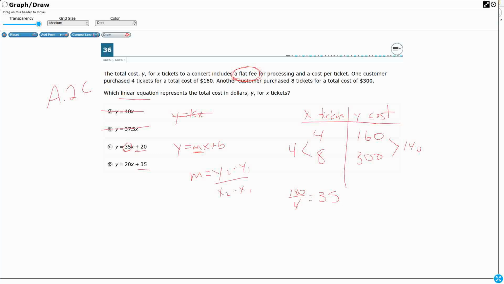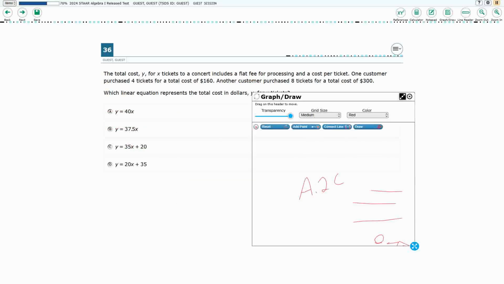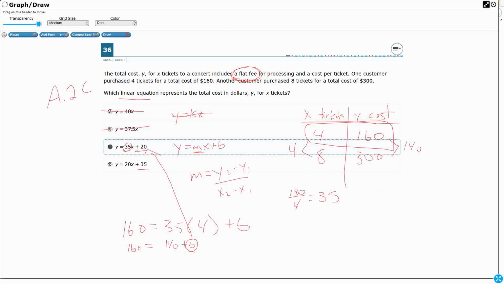Now that's the only 35 we have, but if we want to, we can plug in two values to figure out what that B is. So let's plug in these two values. Let's say 160 equals 35 times 4 plus B, and that's going to be 160 equals 140 plus B, so that B is going to equal 20. So that is our correct answer of C.